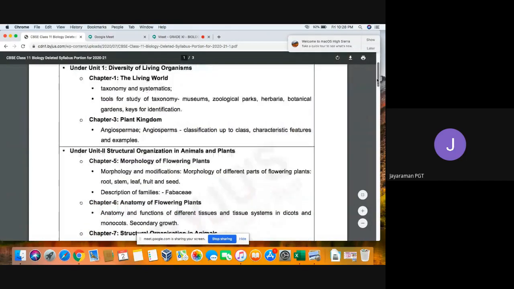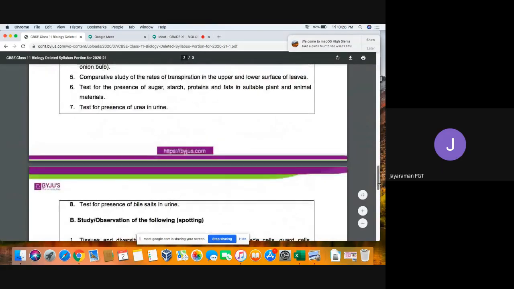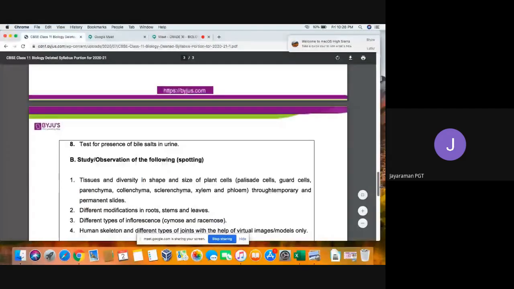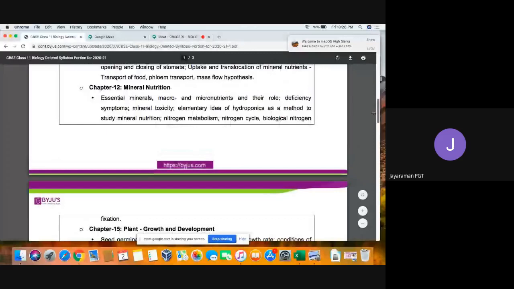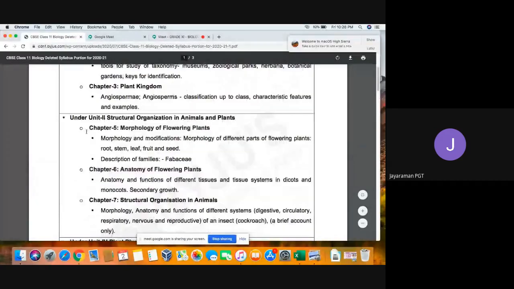In the beginning I taught a few topics on animals, like the circulatory system and respiratory system. Next, after the flower study, the plant morphology one, this is unit two, structural organization in animals and plants. We discussed one chapter, morphology of flowering plants, which covers the flower, floral family studies and the floral diagram.